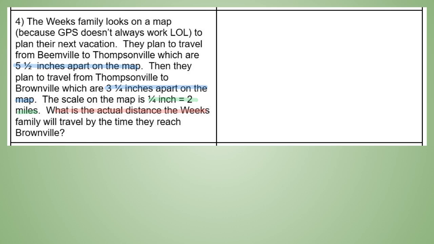So I feel like we might have 2 different ways of attacking this. The first thing we're going to do is figure out the total distance on the map. So from Beamville to Thompsonville is 5.5 inches on the map. And from Thompsonville to Brownville is 3 1/4 inches on the map for a grand total of 8 3/4 inches on the map.